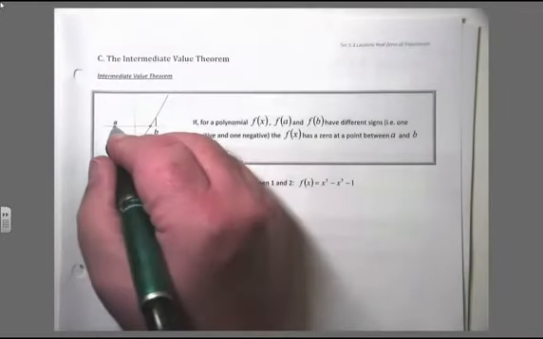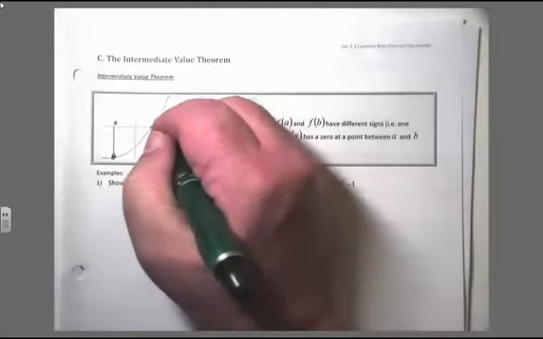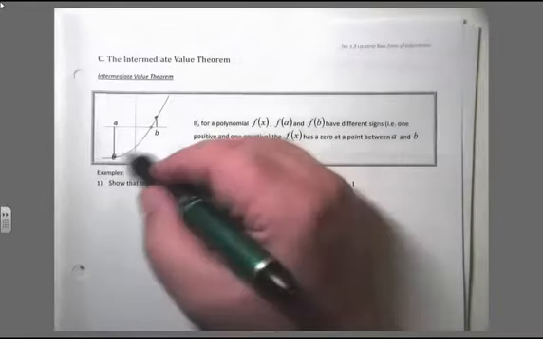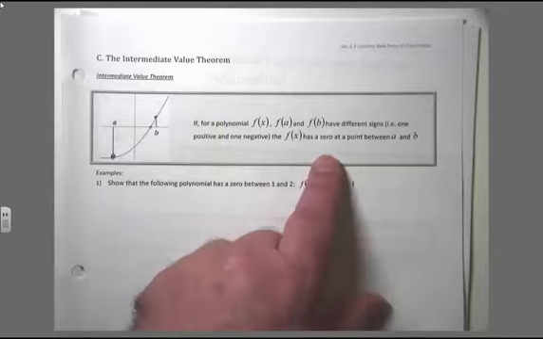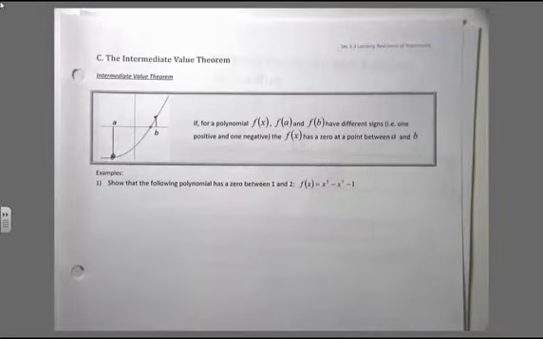If you plot a point A with some negative coordinate, and you plot B with some positive coordinate, and it's a continuous function like a polynomial, you've got to connect the 2 dots. The only way to connect the 2 dots is to cross the x-axis. And when you cross the x-axis, you got a 0, a root, an x-intercept. That's what the intermediate value theorem says.